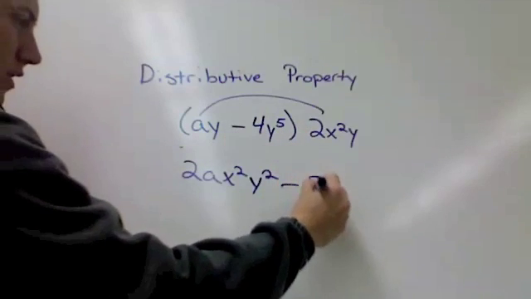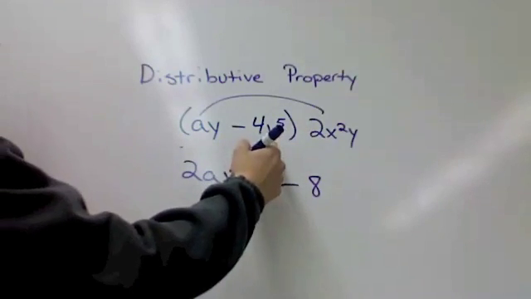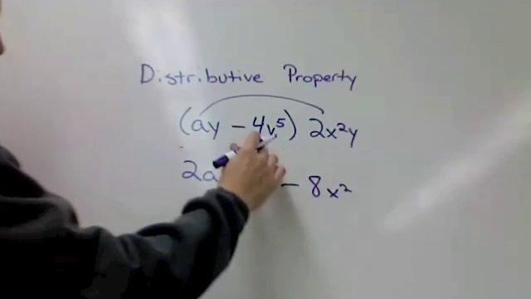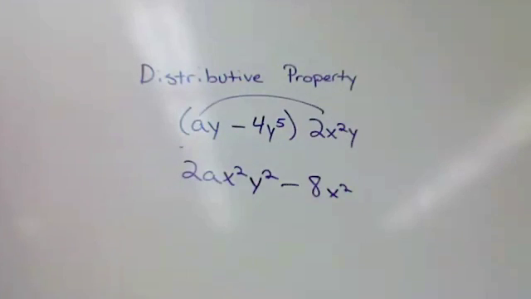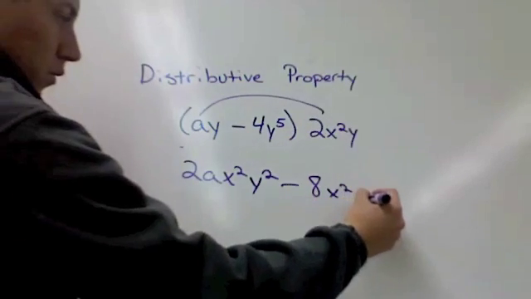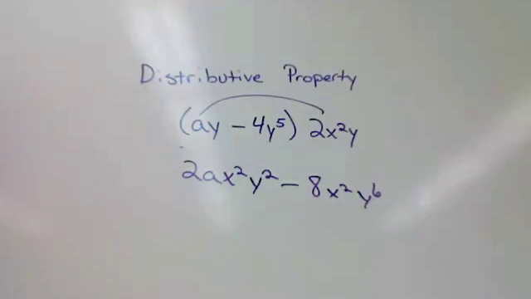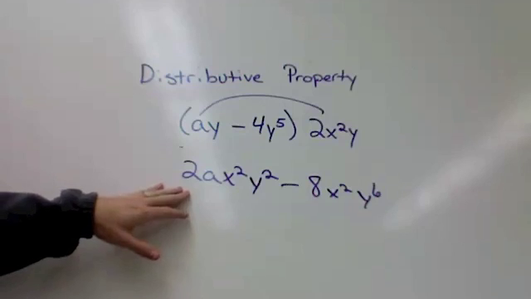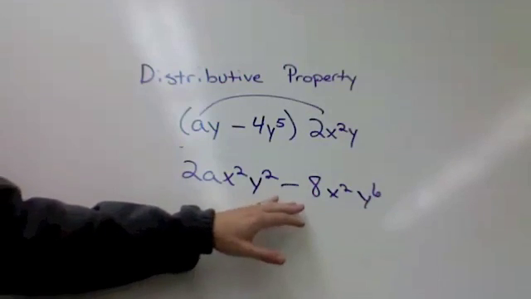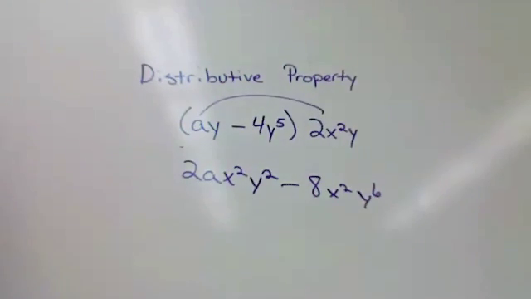2 times 4 is going to be 8. We don't have any x's, so we'll have x squared. Then we have a y to the fifth and a y, and when we multiply those two together, we get a y to the sixth. So we can see if we have any like terms. We don't have any like terms. So our final answer is going to be 2ax squared y squared minus 8x squared y to the sixth.